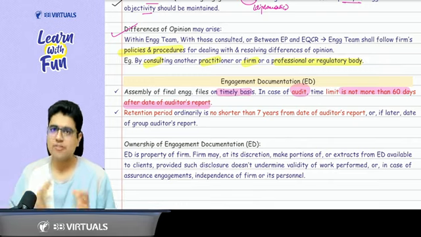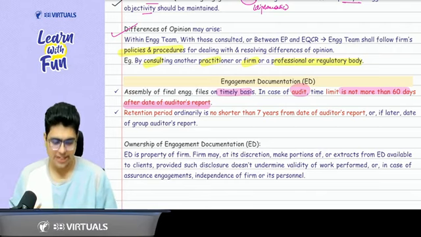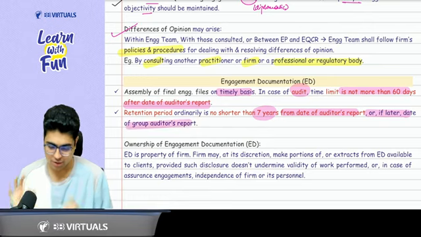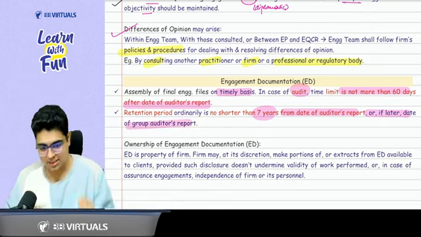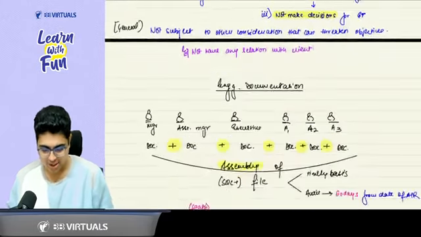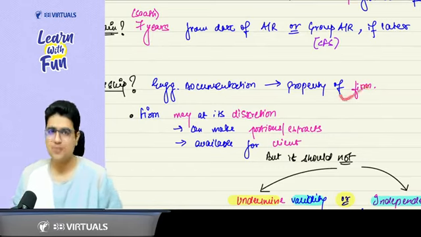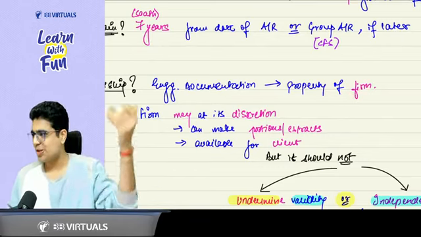Now, sir, whatever you have prepared as an assembly file needs to be retained for 7 years. 7 years from the date of report, or if later, the date of the group audit report. Now, sir, comes another question. Whose property is the engagement documentation? It is the property of the firm. The firm has prepared it, it's the property of the firm.